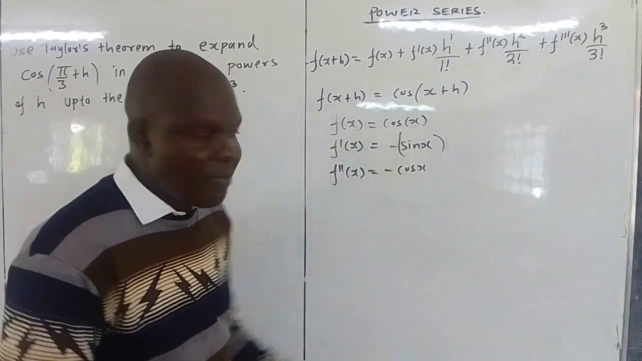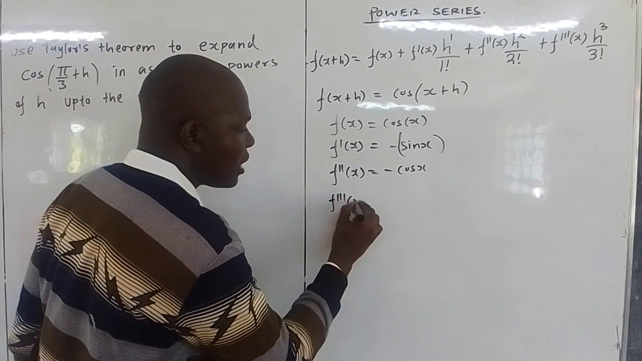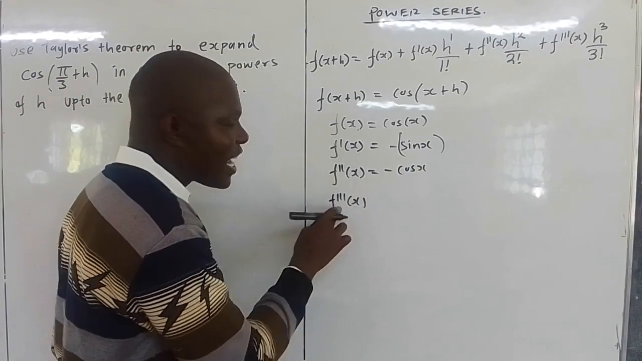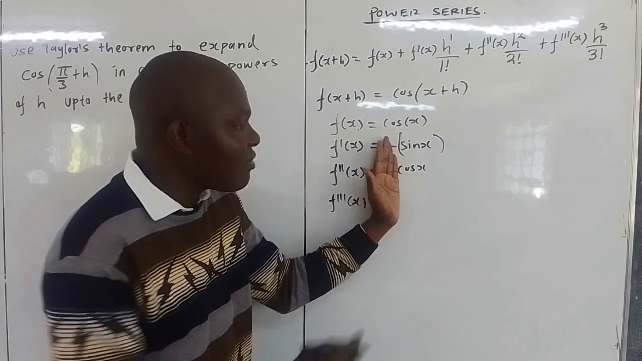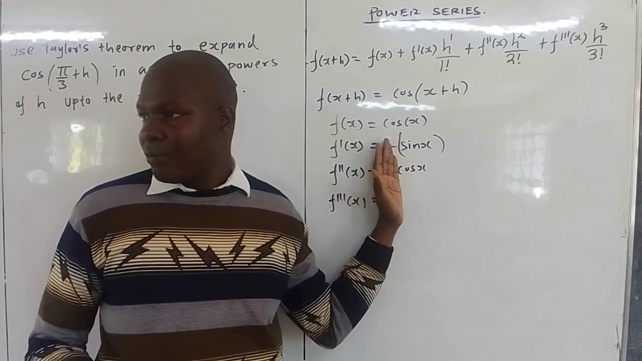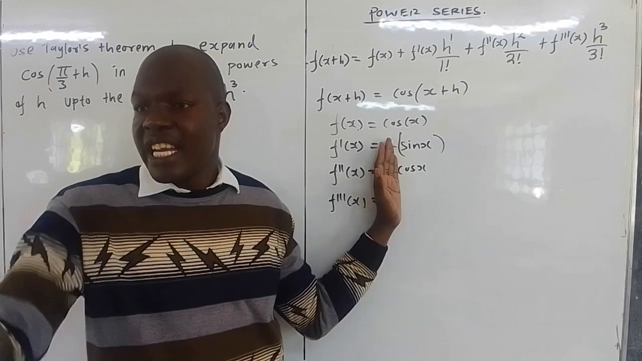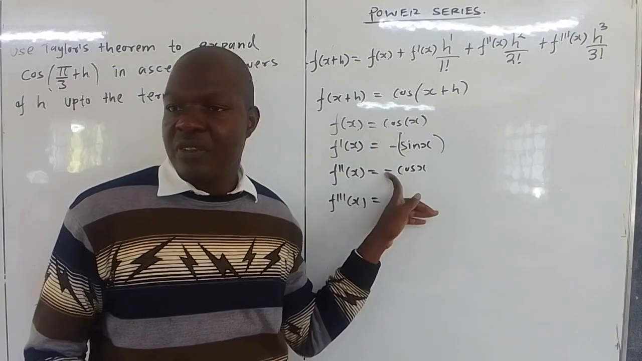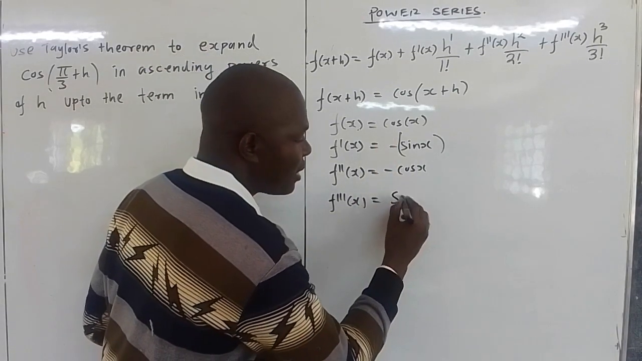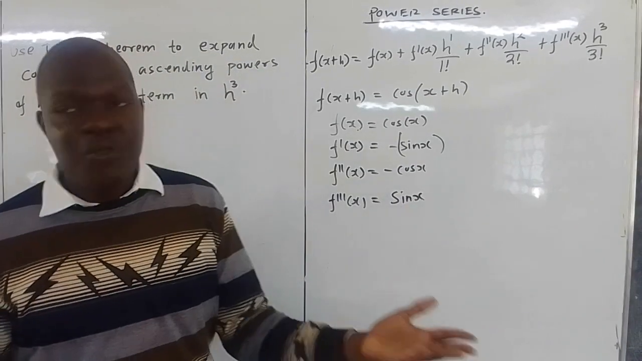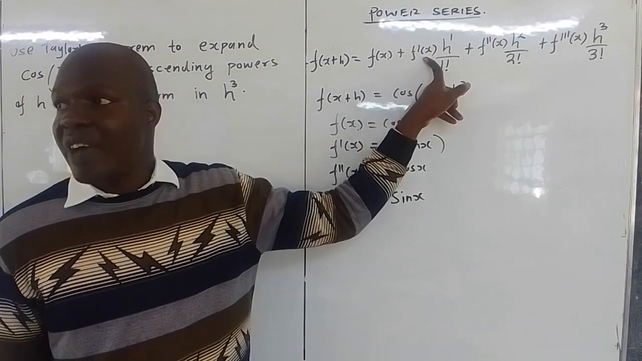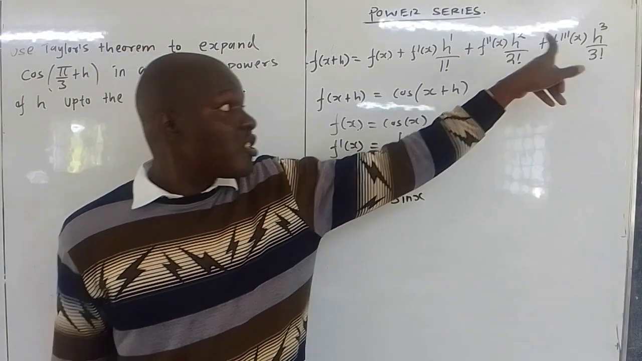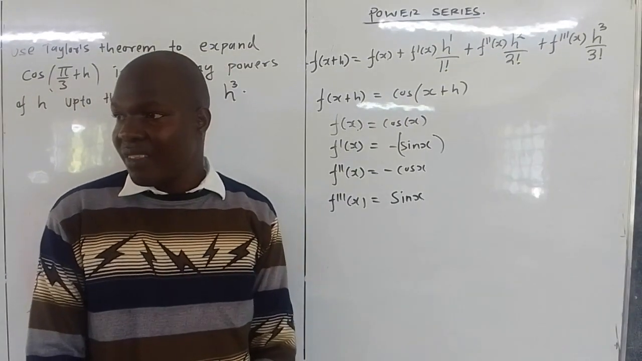What is f triple prime of x? If you differentiate f double prime, you get f triple prime, isn't it? So f triple prime is what? If you factorize out the negative, if you differentiate cos x, you get negative sin x. So negative sin x times this negative gives positive sin x. See, you found everything. You found f of x, f prime of x, f double prime of x, and f triple prime of x.